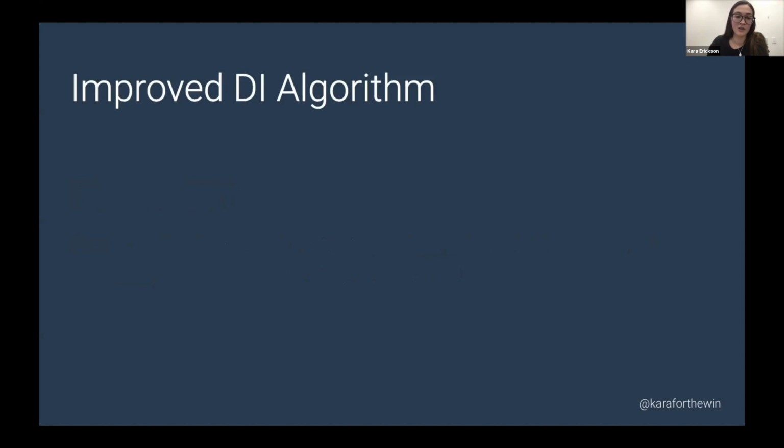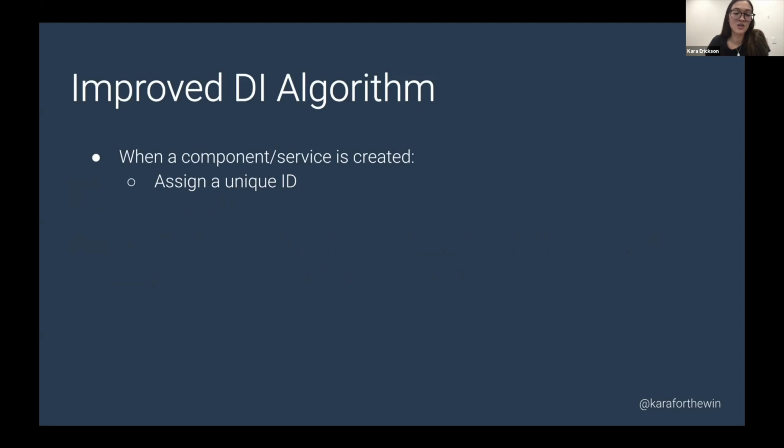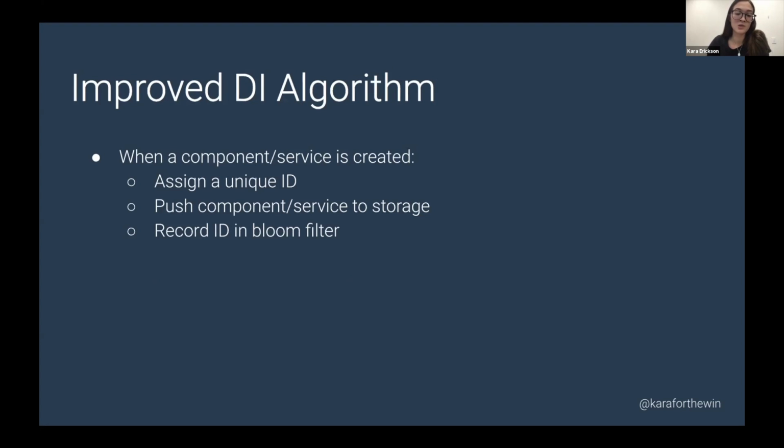So our improved DI algorithm with the Bloom filter might look something like this. When we're going through and creating these components and services, assign a unique ID to each component and service. So just add an ID to the type, like 0, 1, 2, 3, 4, 5, that kind of thing. Create the instances as normal, push them into the storage subsection of the array. And then what we want to do is record the ID of the things that we've created in the Bloom filter. So if component 0 is pushed to storage, we record ID 0.